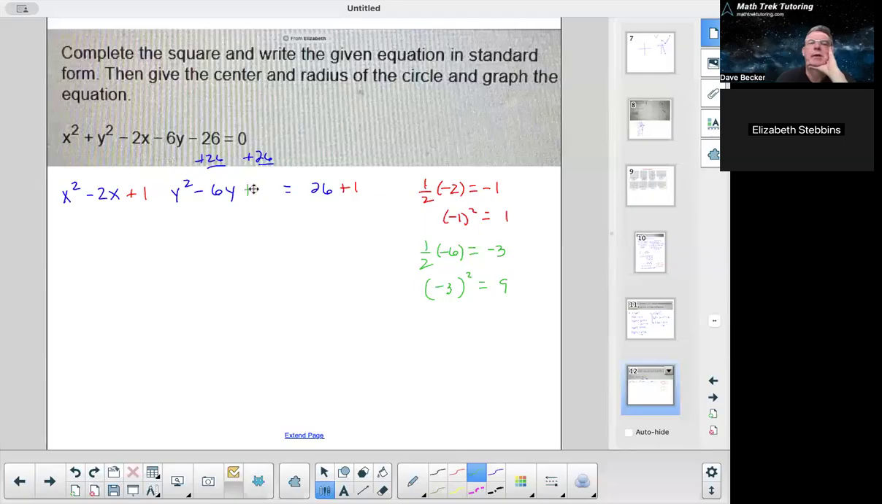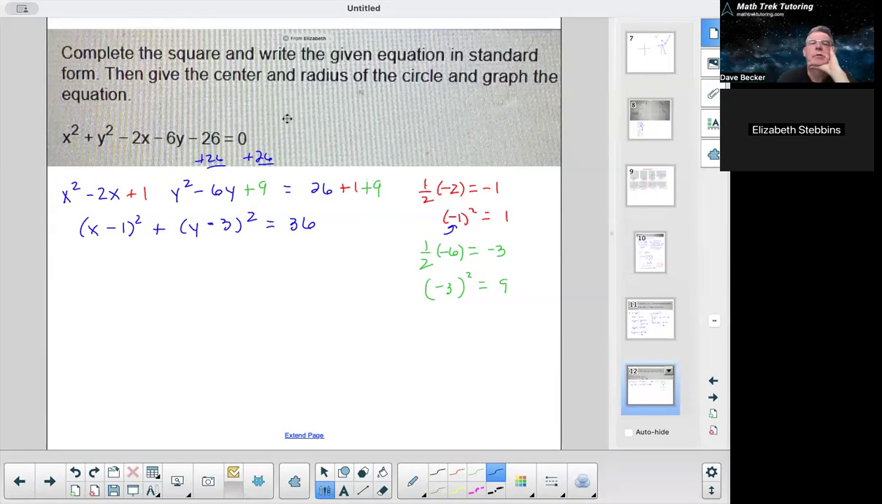I'm going to add 9 to both sides. Okay, and so then the whole reason we do this, if you remember, is we can then factor this into x minus 1 squared, which is whatever this guy is, plus y minus 3 squared equals 36.